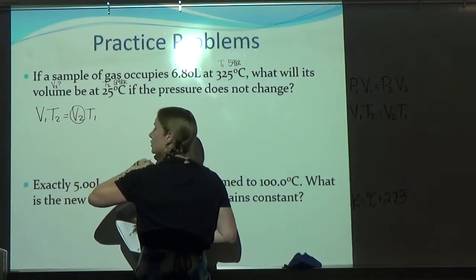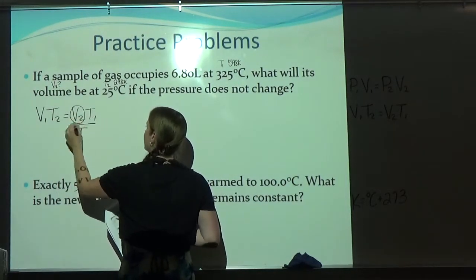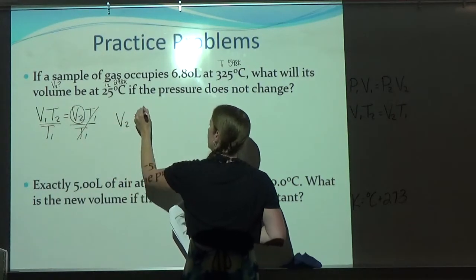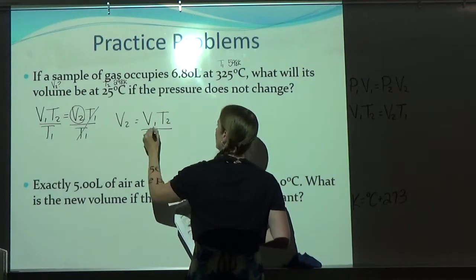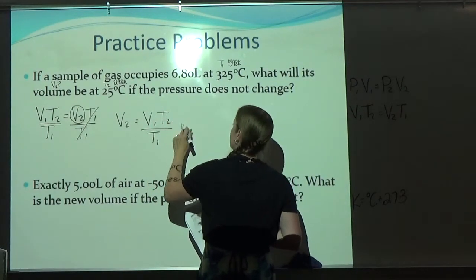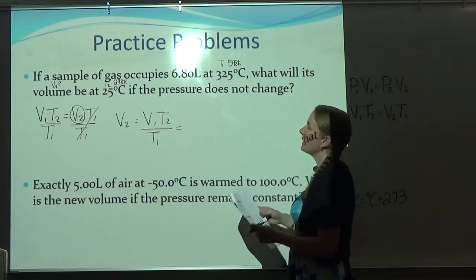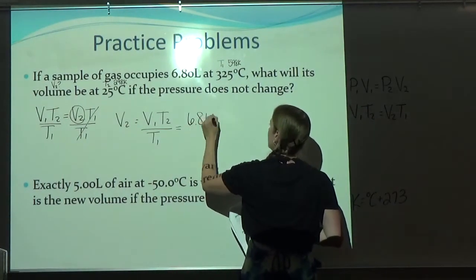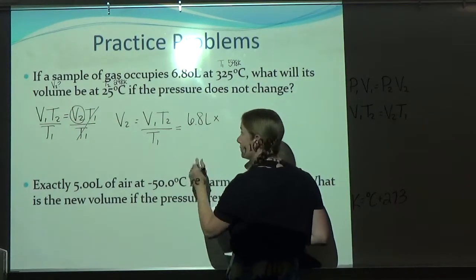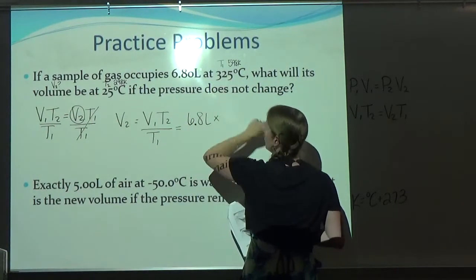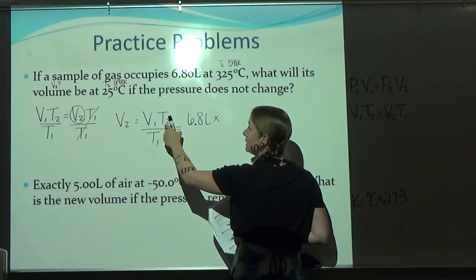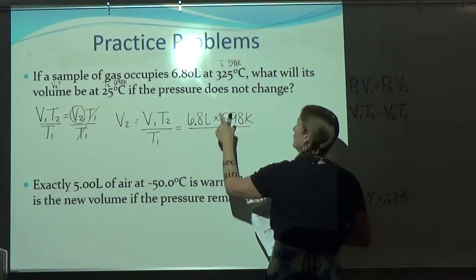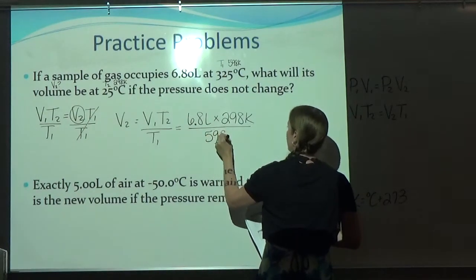I'm solving for V2 again, so I'm going to divide to get T1 on the other side. So that leaves me with V2 is V1 T2 over T1. And so now, since I already have everybody labeled, I just plug in. So my V1 is 6.8 liters. My T2, so remember y'all, be careful. I know you want to multiply it by T1, but it's times T2. That is 298 Kelvin. And my T1 is 598 Kelvin.